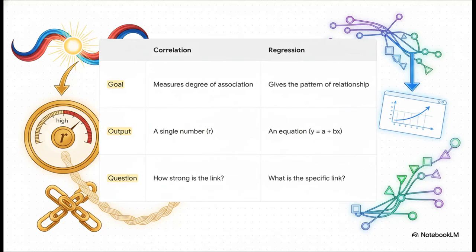Correlation asks, hey, how strong is the link between these two things? And its output, its answer, is just a single number, that r score we talked about. Regression, on the other hand, asks a different question. It asks, okay, but what is the specific link? What's the formula? And its output is an entire equation, that line y equals a plus bx. So you see, one measures the strength, the other actually describes the relationship.